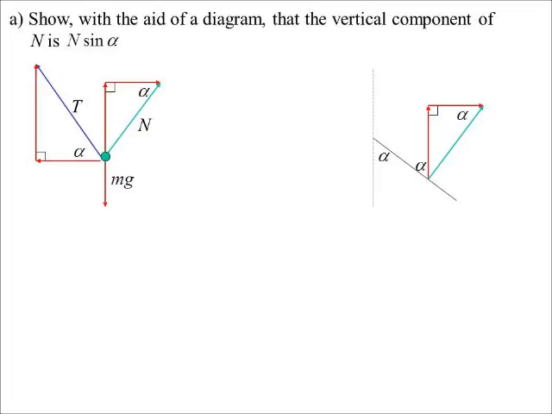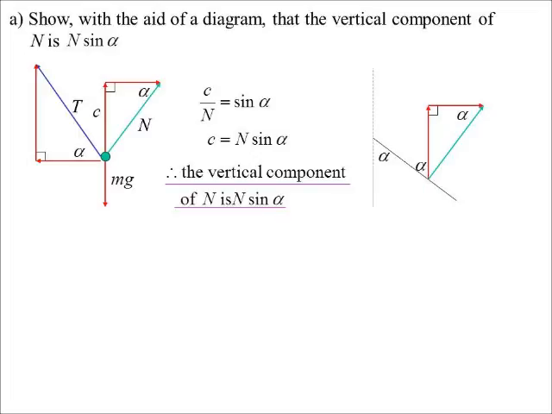Gravity was purely vertical. That made life a little bit easier. Okay. We want to find the vertical component. I've just called it C for component. C over N is sine alpha, so C is N sine alpha. So there we go. I've proved that the vertical component is N sine alpha with the aid of a diagram.